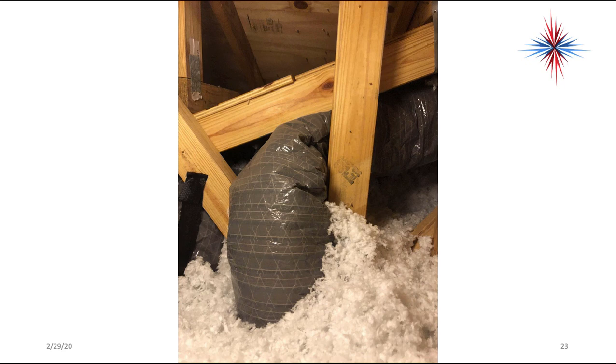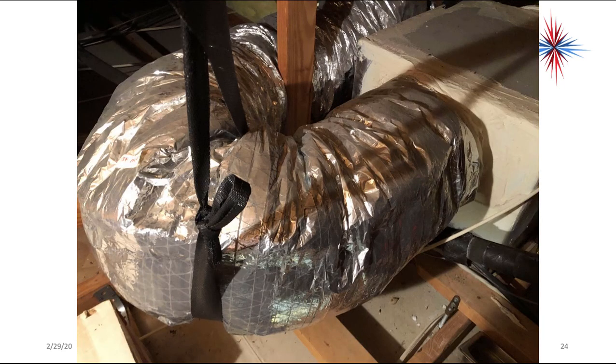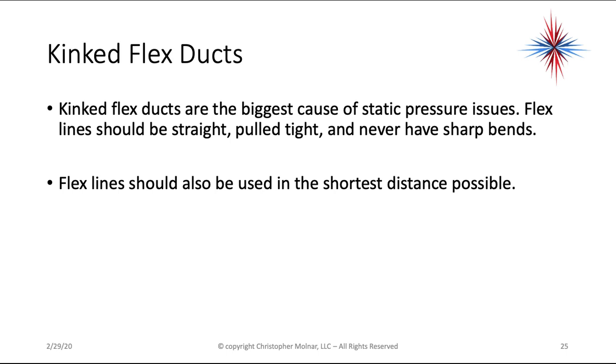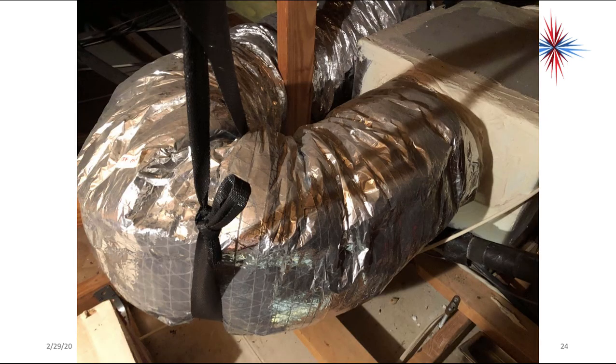What's our problem here? Okay, this system had an extremely high return static pressure. It's not the same one that I just showed you the readings of, but it's a good example. Same system here. That's a return box right there. Well, kinked flex ducts are the biggest cause of static pressure issues. Flex lines should be straight, and if not straight, they should have loose turns, they should be pulled tight, and they should never have sharp bends. Flex lines should also be used in the shortest distance possible. Okay, so right here, I have a 180-degree bend on a flex line. That's a problem.